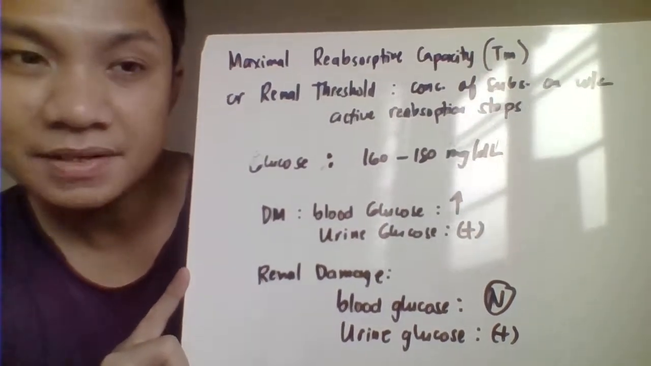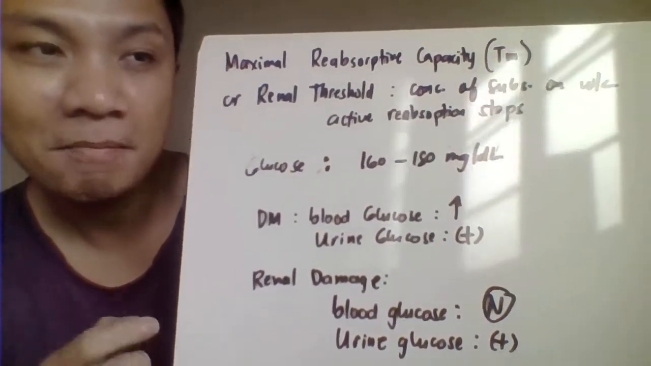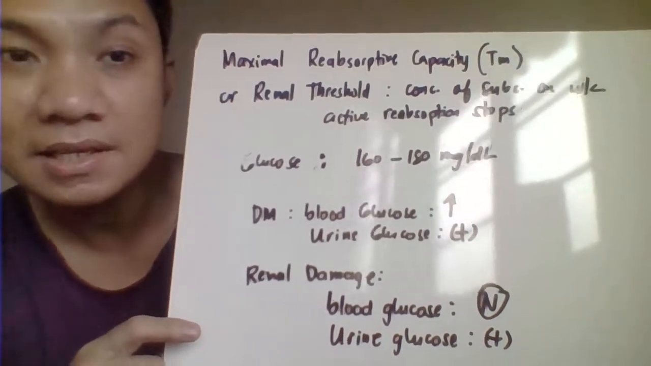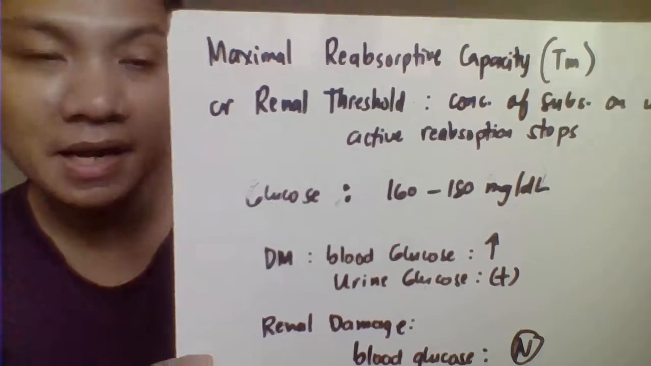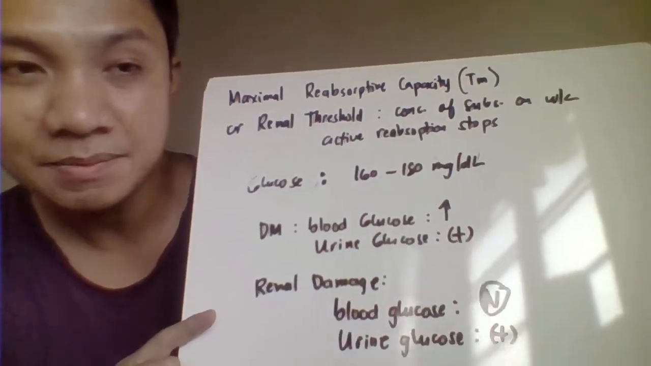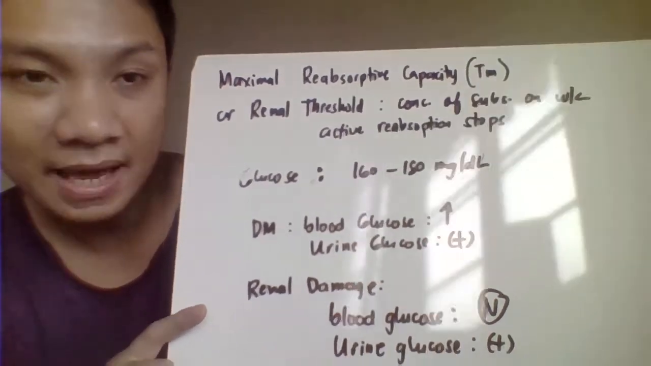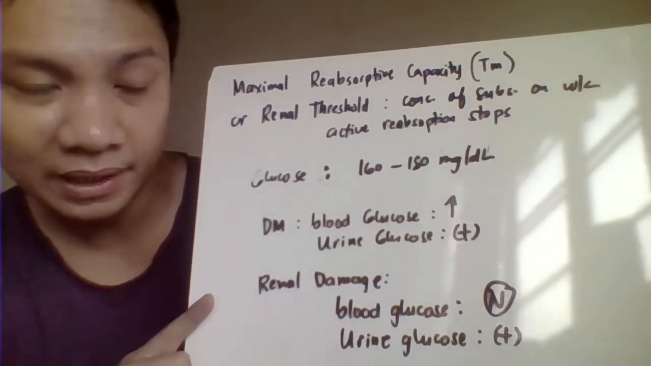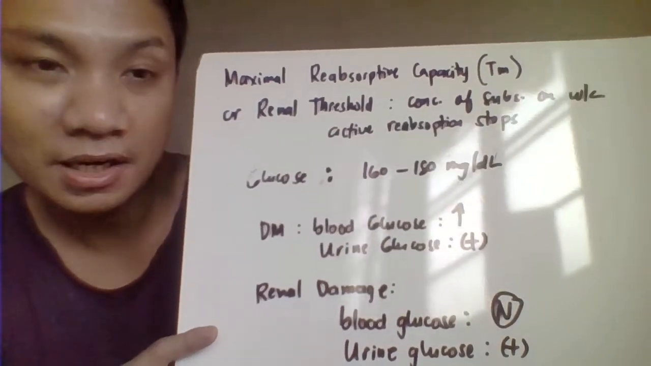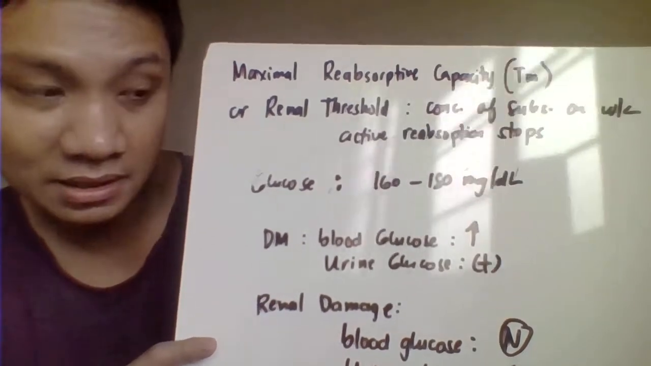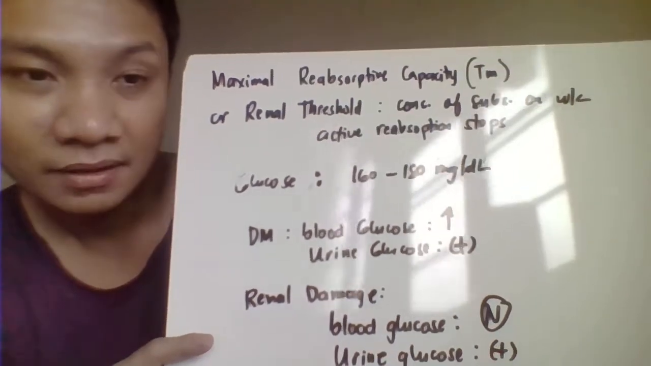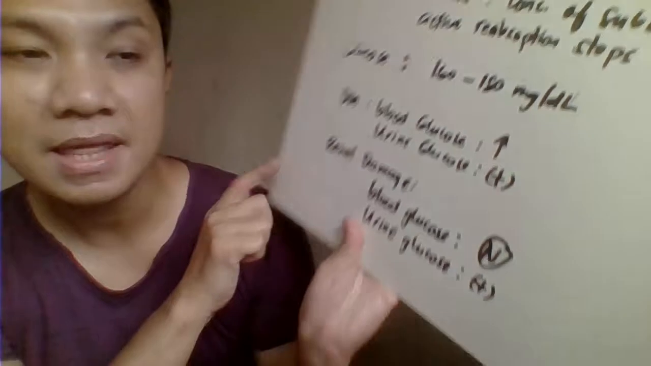If the substance, for example, is more than its maximal reabsorptive capacity, the substance will not be reabsorbed. Pag hindi siya na-reabsorb, ano mangyari? Ang substance na yan ay lalabas sa ihi natin. Okay, so in the case of glucose, for example, the renal threshold for that is 160 to 180 mg per dL. Okay, so what do you mean by that?